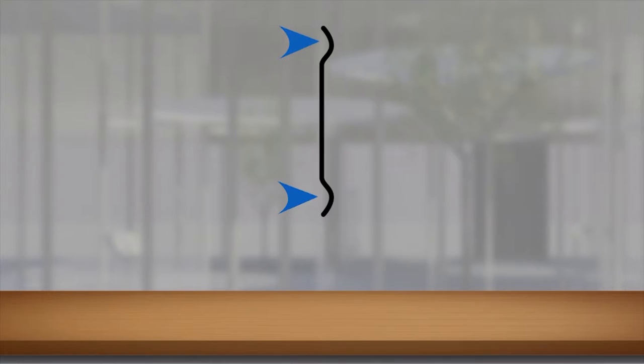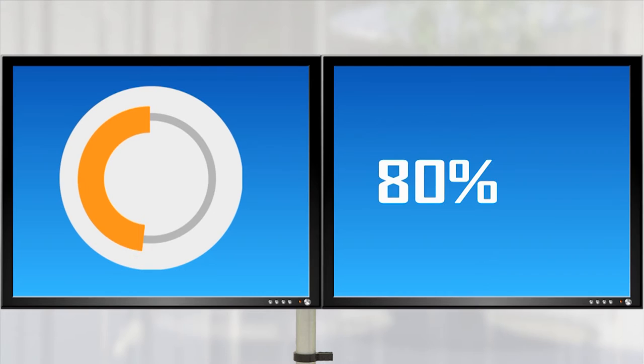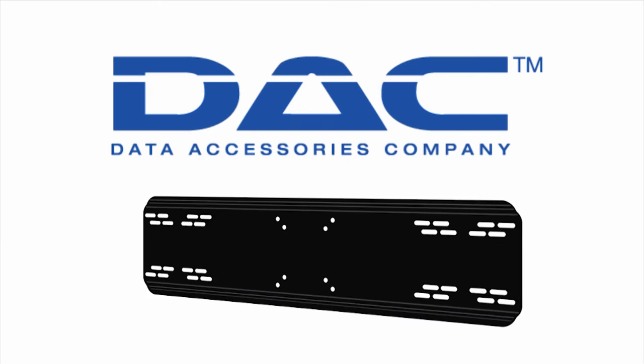It supports up to 22 pounds, accepts monitors up to 24 inches, and keeps monitors perfectly aligned. It is also up to 80% cheaper than purchasing a new monitor arm. The Duo Bridge is the easiest, least expensive transition to a stable dual monitor workplace.